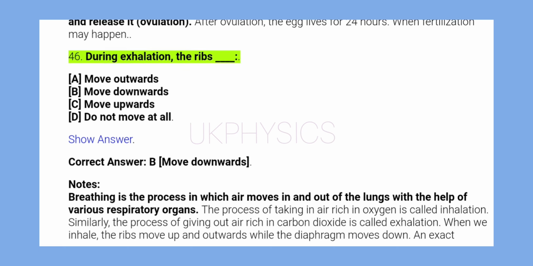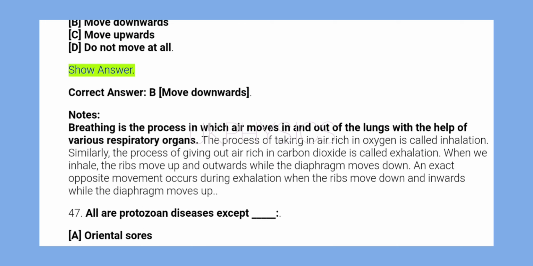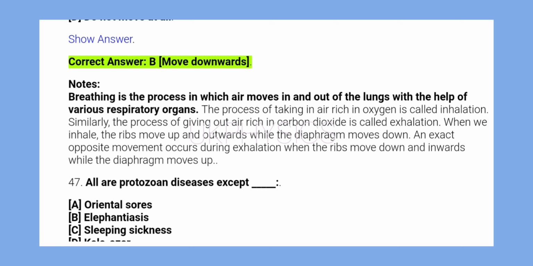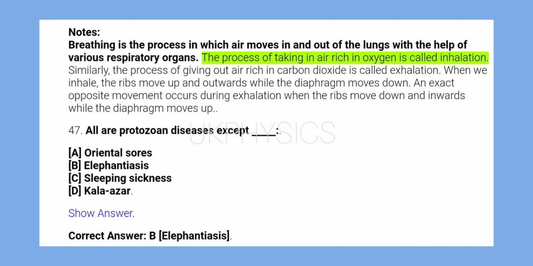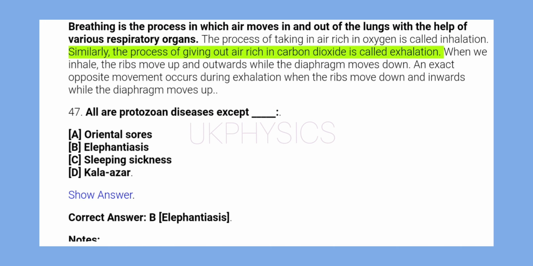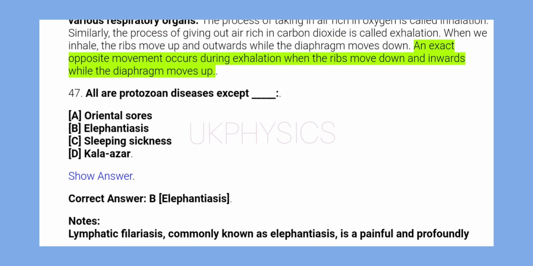46. During exhalation, the ribs blank. A. Move outwards. B. Move downwards. C. Move upwards. D. Do not move at all. Show answer. Correct answer, B. Move downwards. Notes. Breathing is the process in which air moves in and out of the lungs with the help of various respiratory organs. The process of taking in air rich in oxygen is called inhalation. Similarly, the process of giving out air rich in carbon dioxide is called exhalation. When we inhale, the ribs move up and outwards while the diaphragm moves down. An exact opposite movement occurs during exhalation when the ribs move down and inwards while the diaphragm moves up.